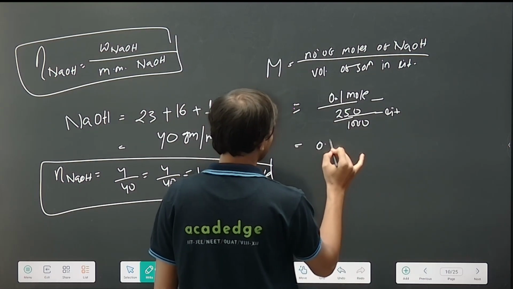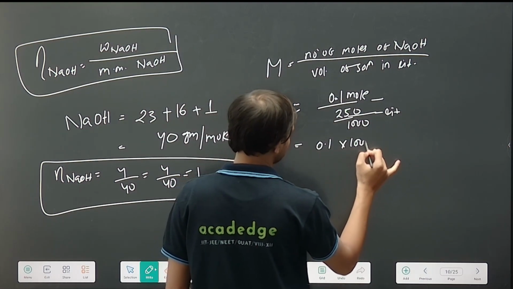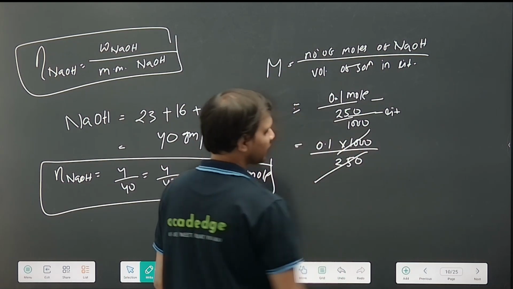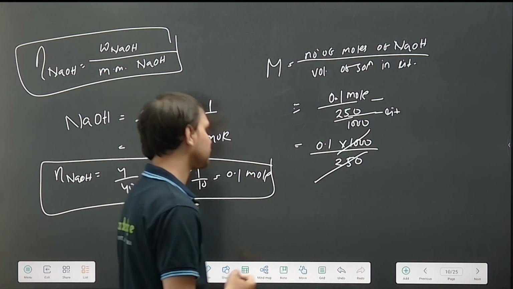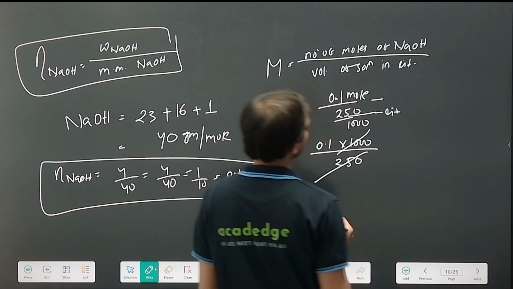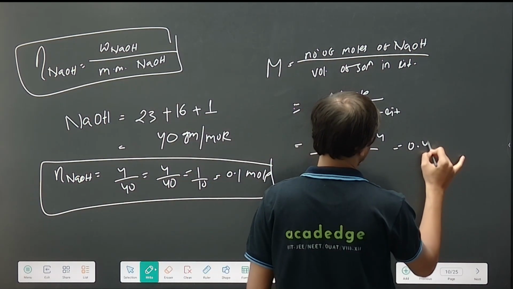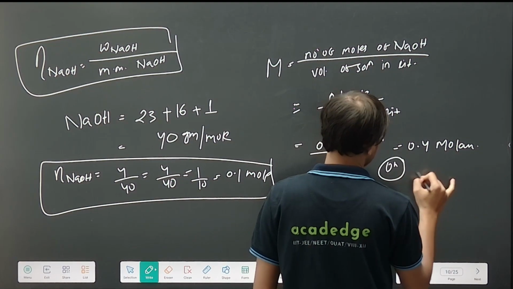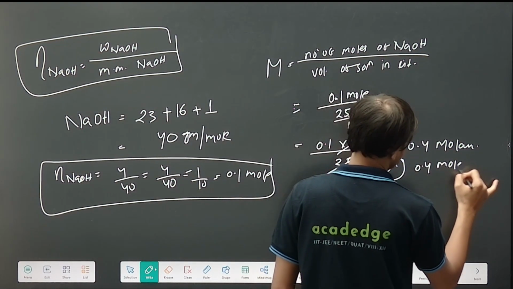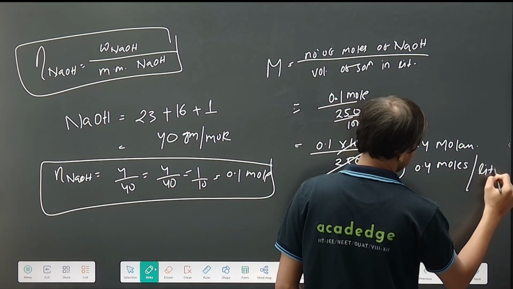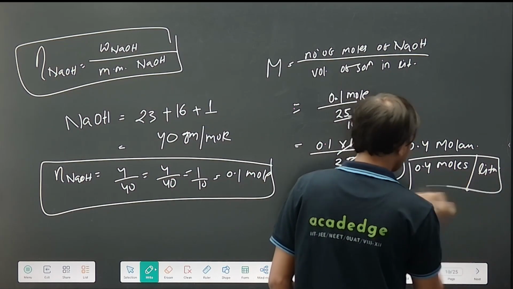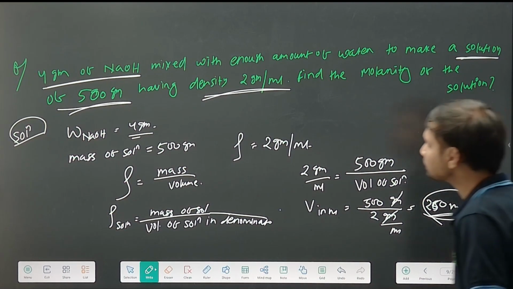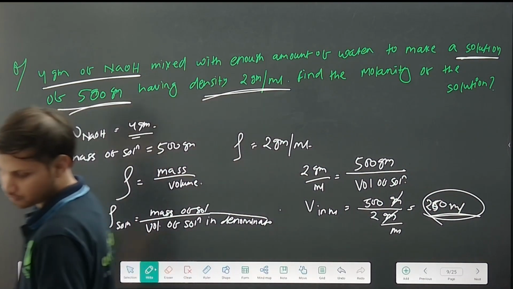So 0.1 into 1000 by 250. If I cancel 1000 with 250, I obtain 4, and 0.1 into 4 gives 0.4 molar. Or simply I can write 0.4 moles per liter. So this is the required molarity for the solution. Take a snapshot of this.